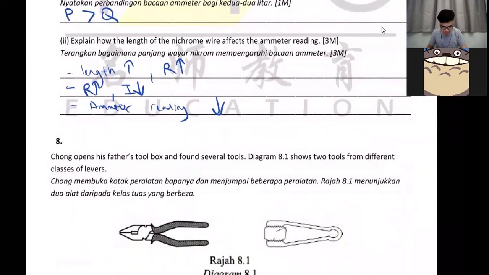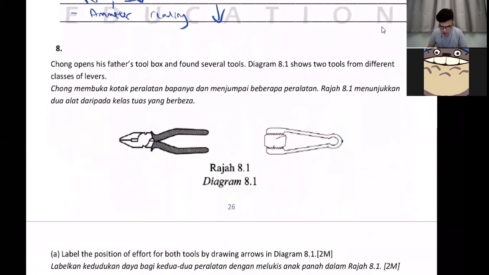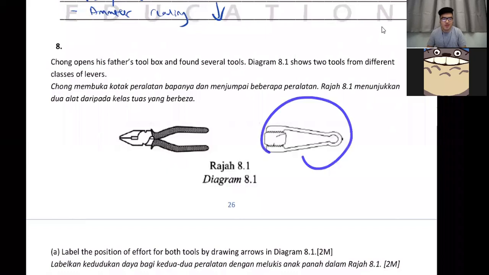All right, next. Number 8. Chong opens his father's toolbox and found several tools. So there are two tools here. Who the hell puts a tong in a toolbox? What the hell, man? What is this question?